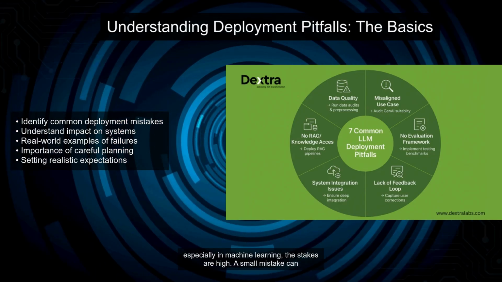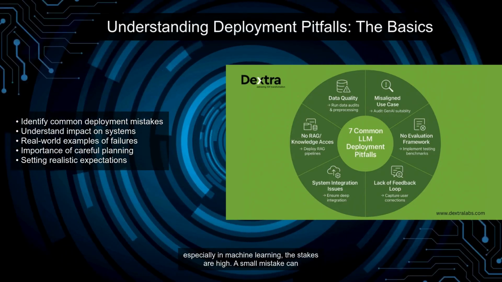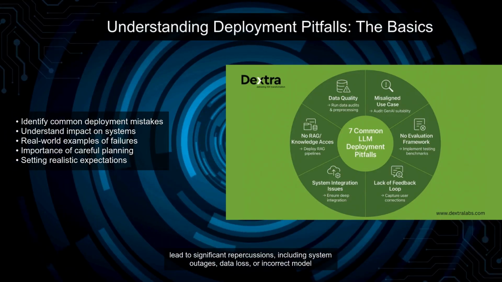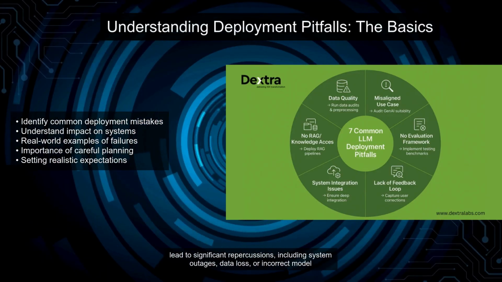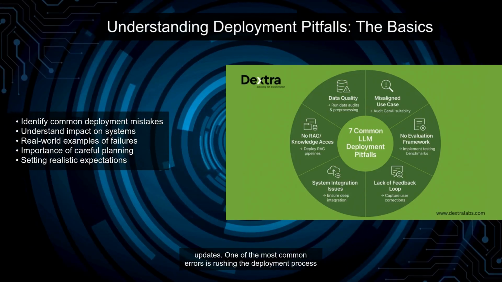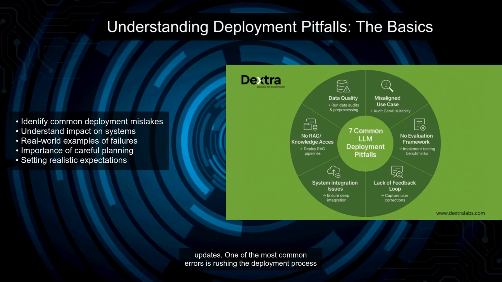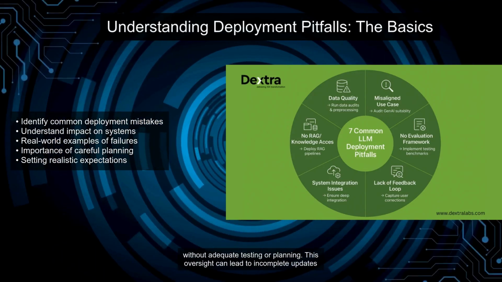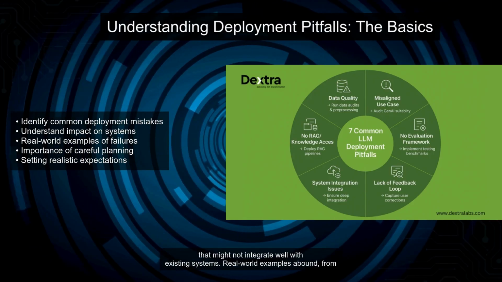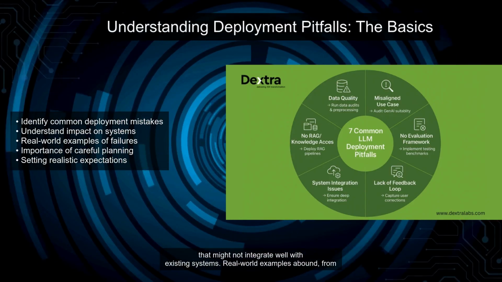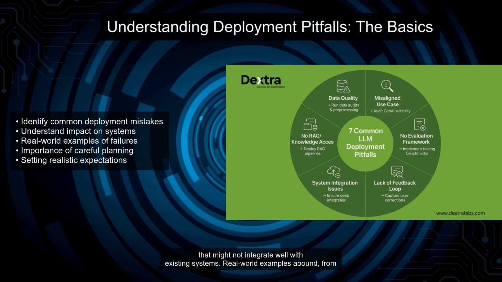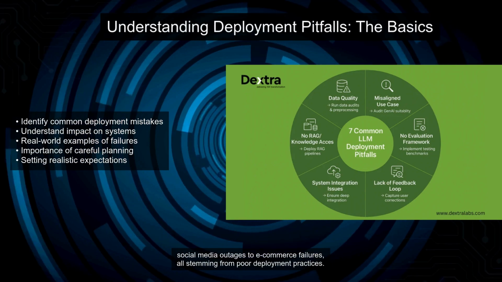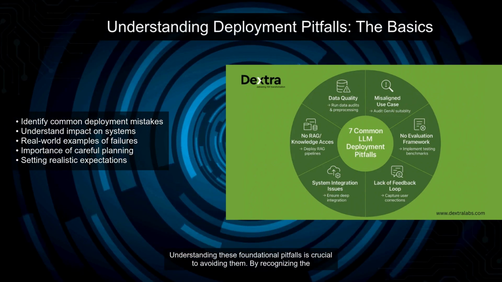In any system deployment, especially in machine learning, the stakes are high. A small mistake can lead to significant repercussions, including system outages, data loss, or incorrect model updates. One of the most common errors is rushing the deployment process without adequate testing or planning. This oversight can lead to incomplete updates that might not integrate well with existing systems. Real-world examples abound, from social media outages to e-commerce failures, all stemming from poor deployment practices.